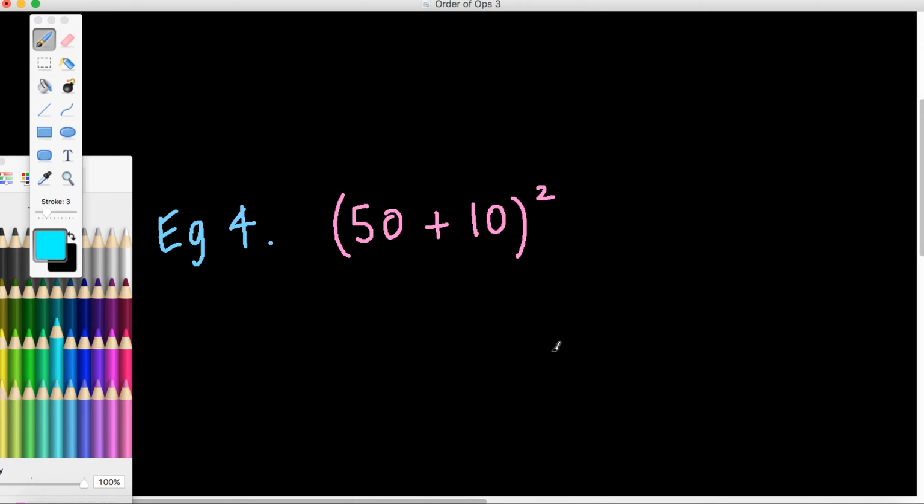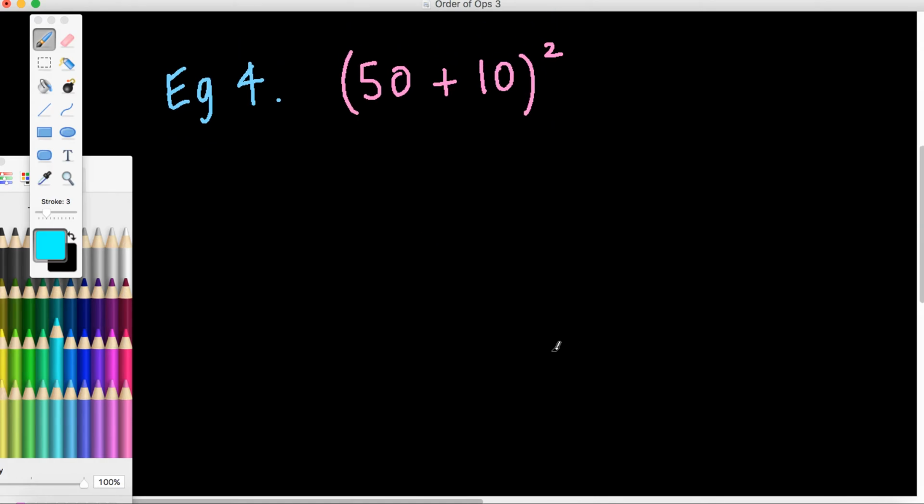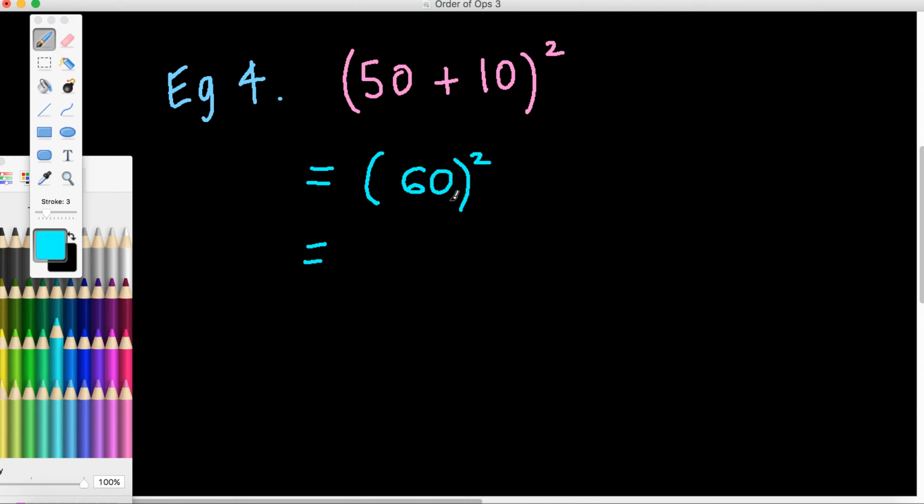Another index question here. This one's got a bracket in it. So of course, as expected, I evaluate that bracket first, 50 plus 10. And then finally, I need to do 60 squared. Again, that means 60 times 60. So 6 sixes, 36, and then multiplied by 10 times 10.